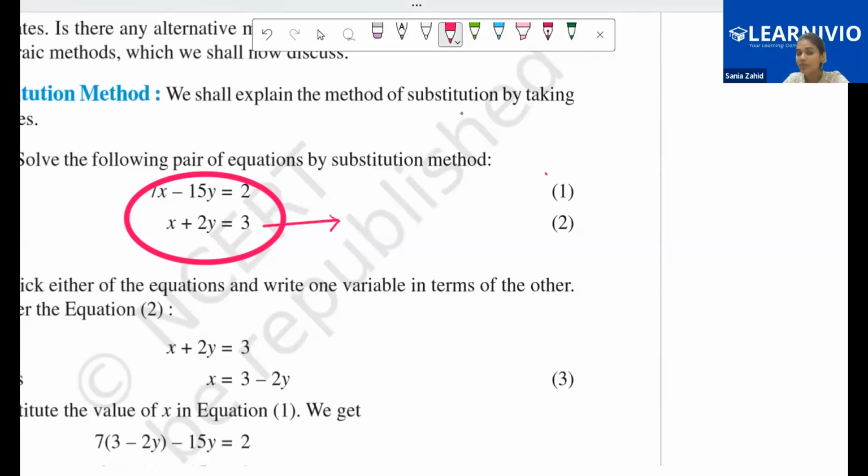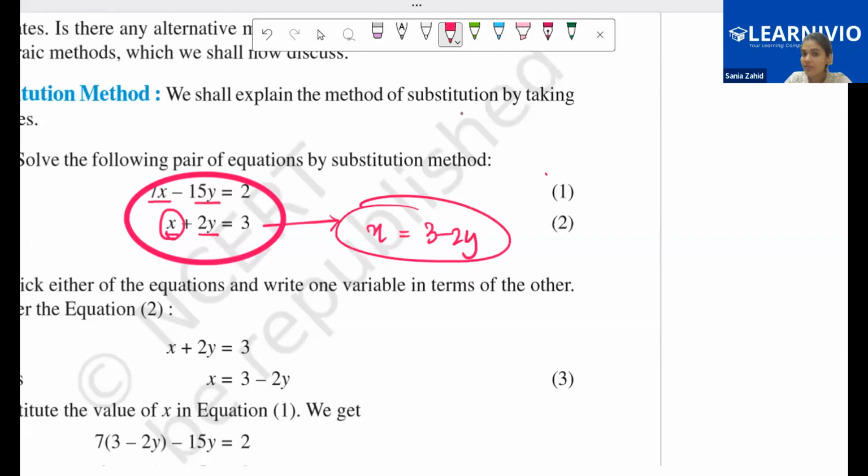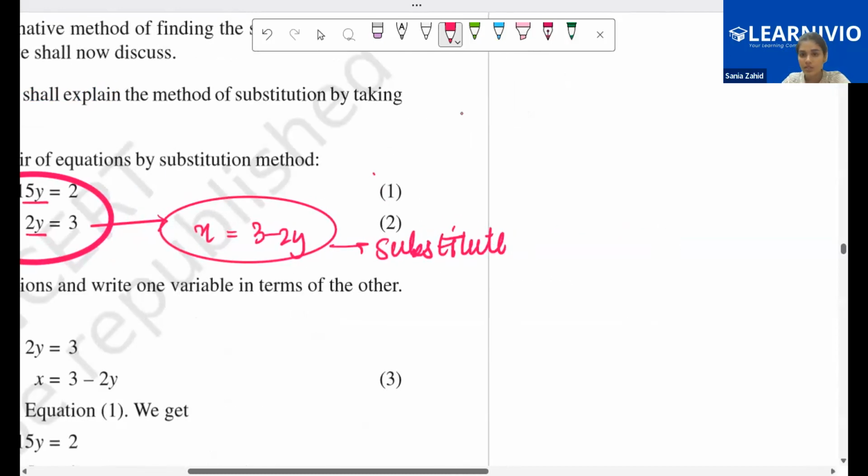So here I'm going to select the equation. Just look at all the variables first. I have 7x, 15y, x and 2y. Which of them has the lowest coefficient attached to it? X. X has just one attached to it. So consider this second equation, consider this x. Now you write x is equal to, find the value of x. What is the value of x? X is equal to 3 minus 2y. Now what am I supposed to do? I will substitute this value in the first equation, in equation 1.